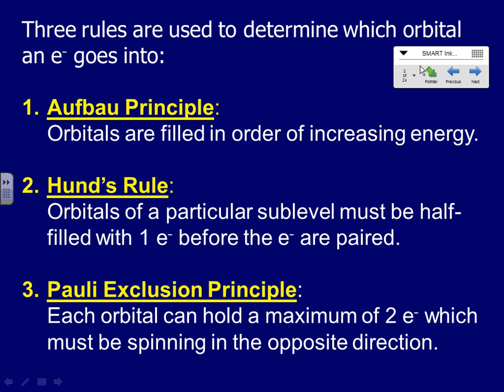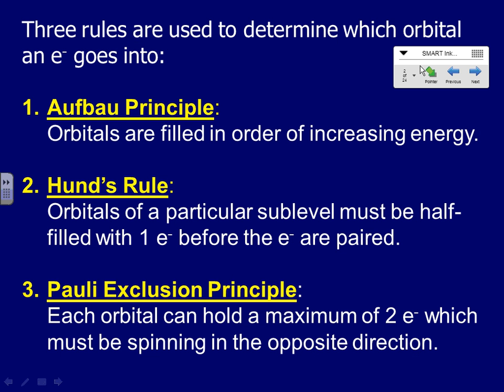They're going to repel each other away to the point where they'd rather be apart from each other than paired up. So if there's only, say, 3 in the p orbitals, they're going to spread each other out. Once you've got that half filled, the Pauli exclusion principle comes in. Each orbital can hold a maximum of 2 electrons, which must be spinning in the opposite direction.